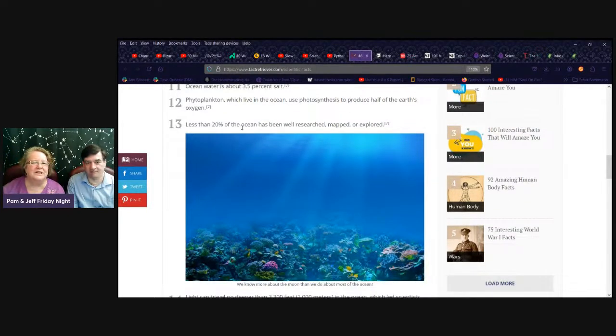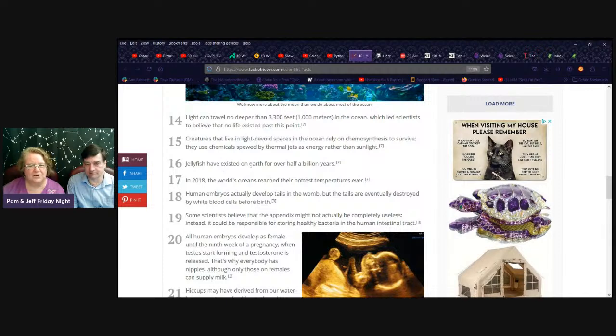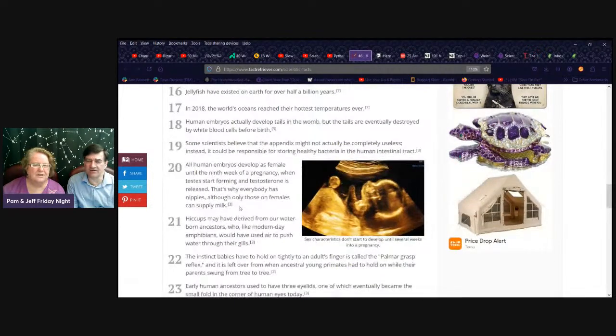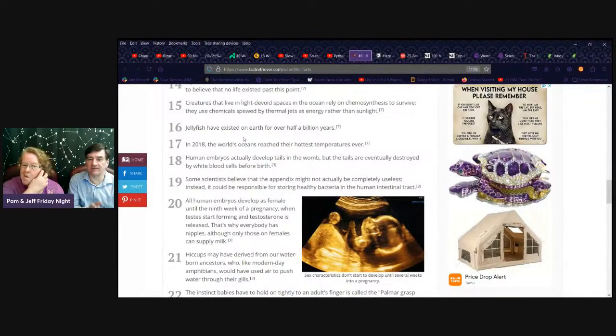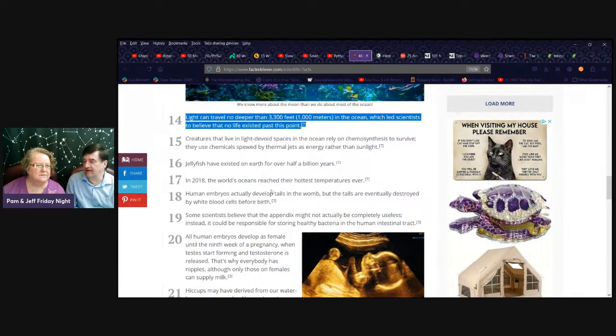Less than 20% of the ocean has been researched, mapped, or explored. That's amazing. Light can travel no deeper than 3,300 feet or 1,000 meters. Jellyfish have existed on Earth for over 500 million years. And actually, that's wrong. Not the jellyfish, the light in the water. It cuts out, kind of like a half-life. There's very little light that gets farther than that, because there are a lot of deep sea fish that have very faint lights on their belly, so that they don't cast a shadow for things that are looking up.